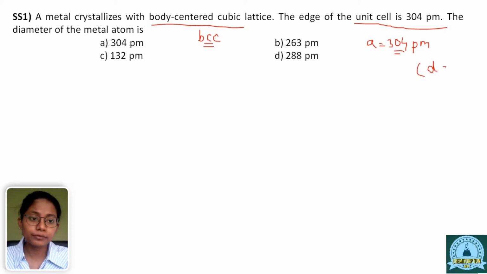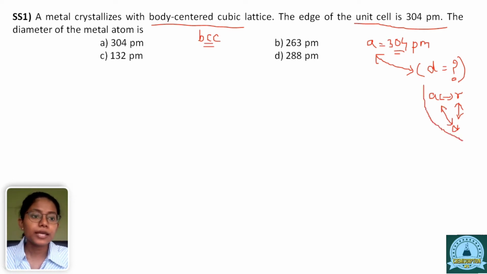So what is the diameter of the metal atom? Now you see, in the book we haven't encountered any equation where a is related to d, right? We get a relation between a and r, and r is related to d. So a is also related to d, right? So here we will first determine r, then from r we will calculate the value of d.